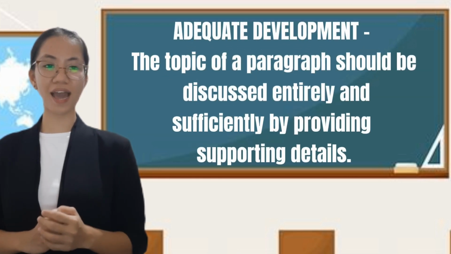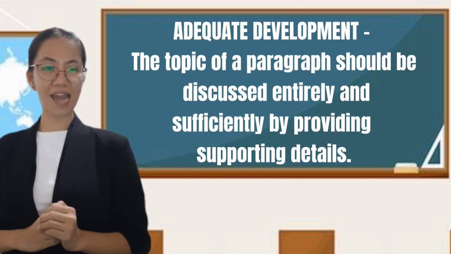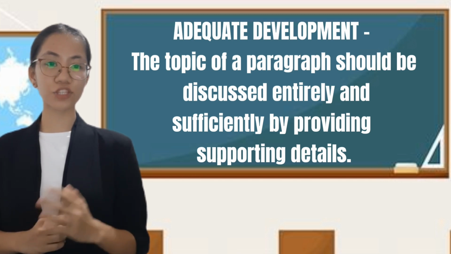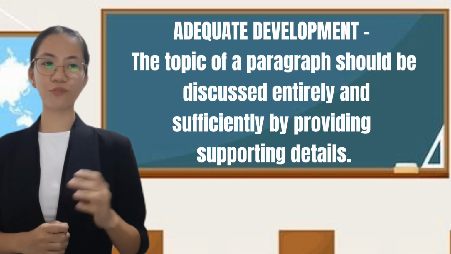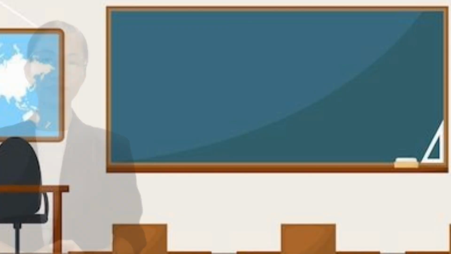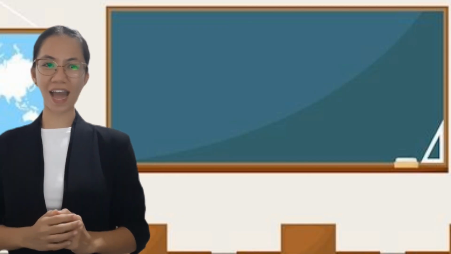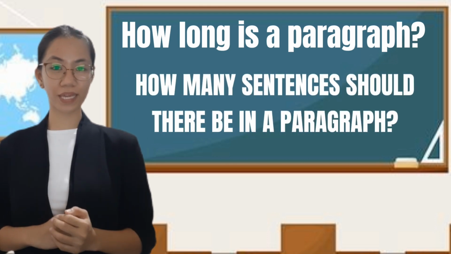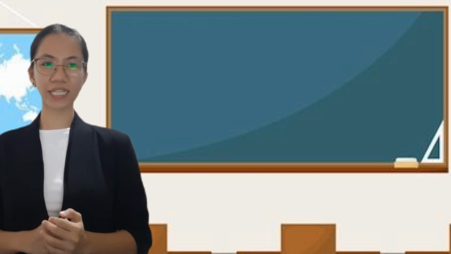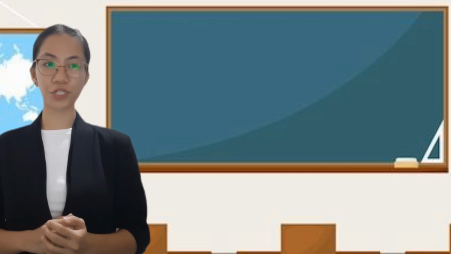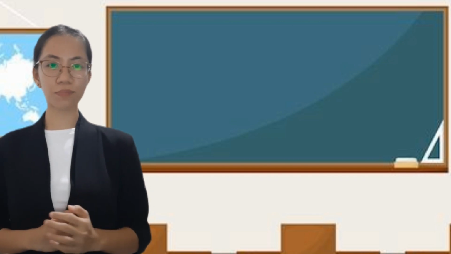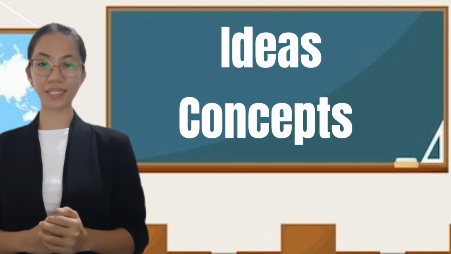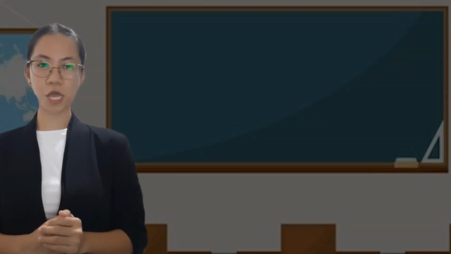And last is adequate development. Adequate development is that the topic of a paragraph should be discussed entirely and sufficiently by providing supporting details. If you are going to ask how long a paragraph is and how many sentences there should be in a paragraph, unfortunately, there is no definite answer to this question, as quality paragraphs are measured in the ideas and concepts addressed rather than sentences and word counts.